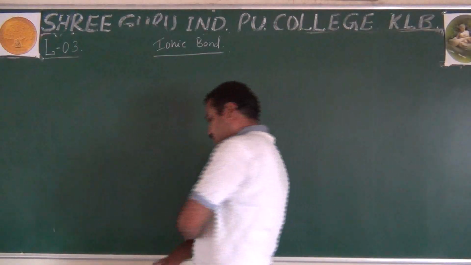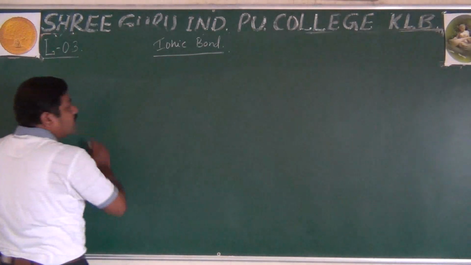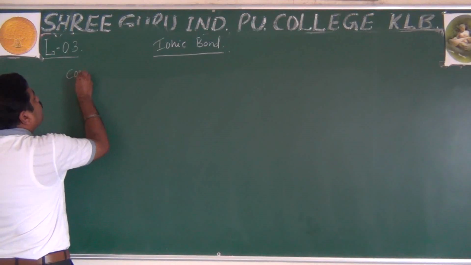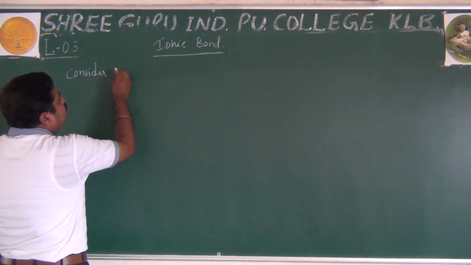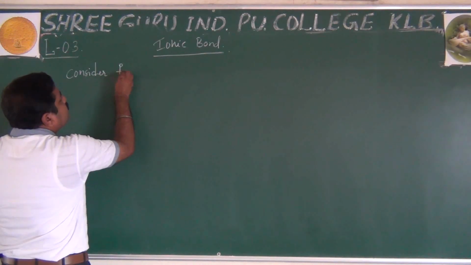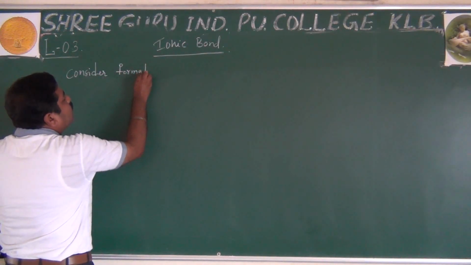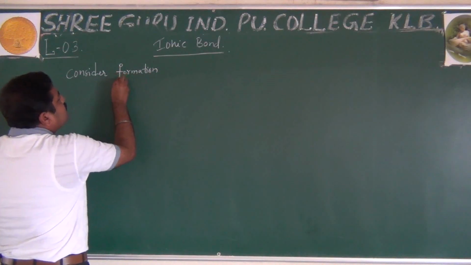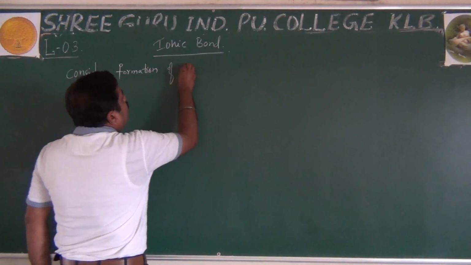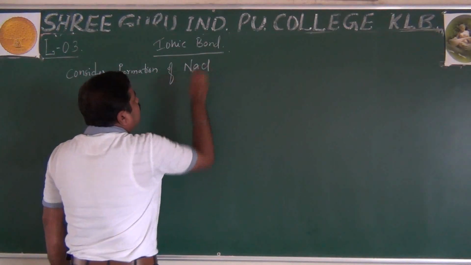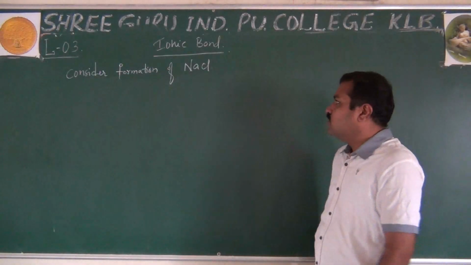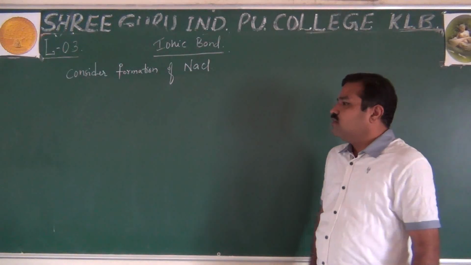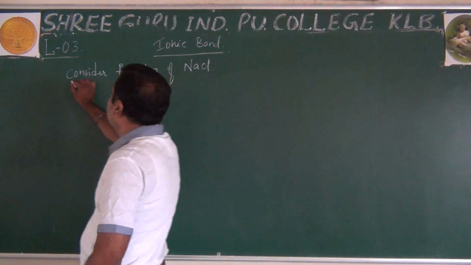Okay, right. First, see here. Consider a common example: the formation of sodium chloride, NaCl. It's a very common example. It is also called common salt. Consider the formation of sodium chloride.